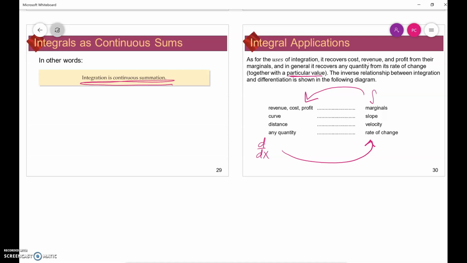All right, that's the end of our first step into integration.